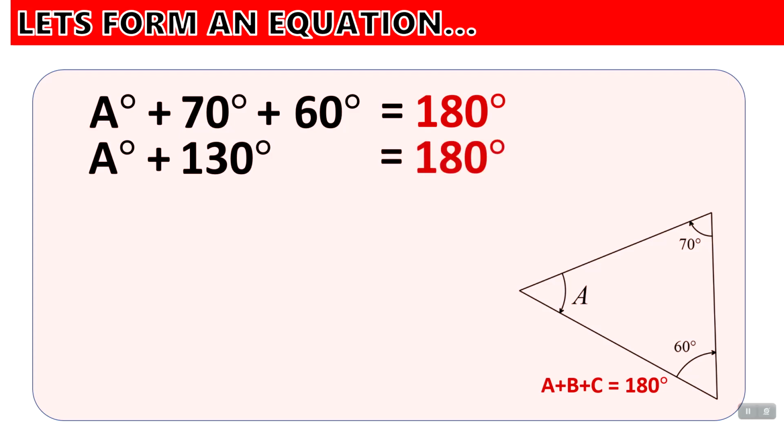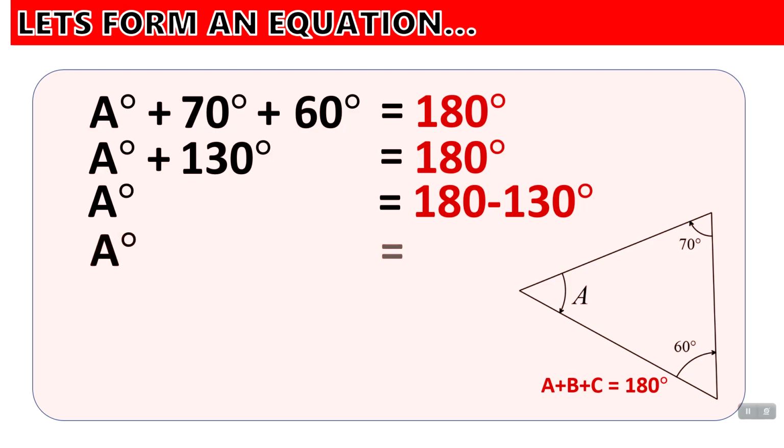And now in the third step, we try to find A by subtracting the 130 from the 180. And so A equals 180, take away 130, that leaves us with 50 degrees. And so A is 50 degrees, we move that into place. And just to be sure, we check the addition of the three angles that we have.